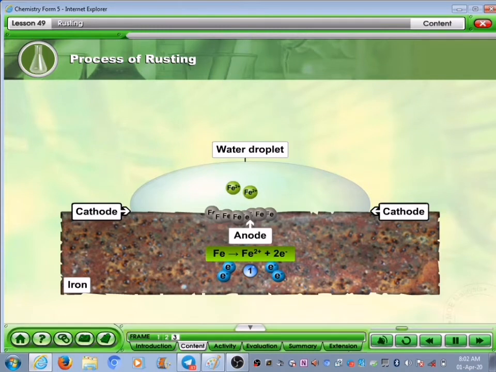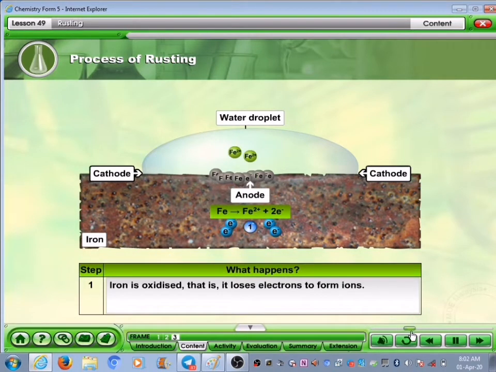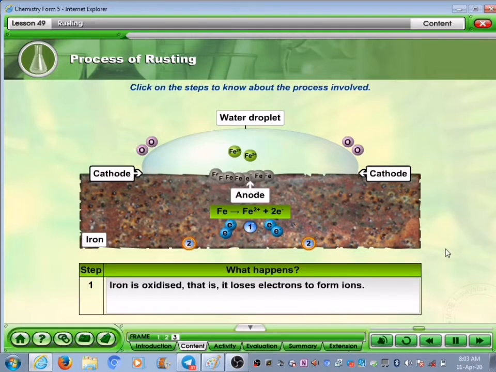From the animation, can you explain the process that is involved? Click check when you have finished. Oxidized, that is, it loses electrons to form ions. Now, click on the other steps and complete the table given.